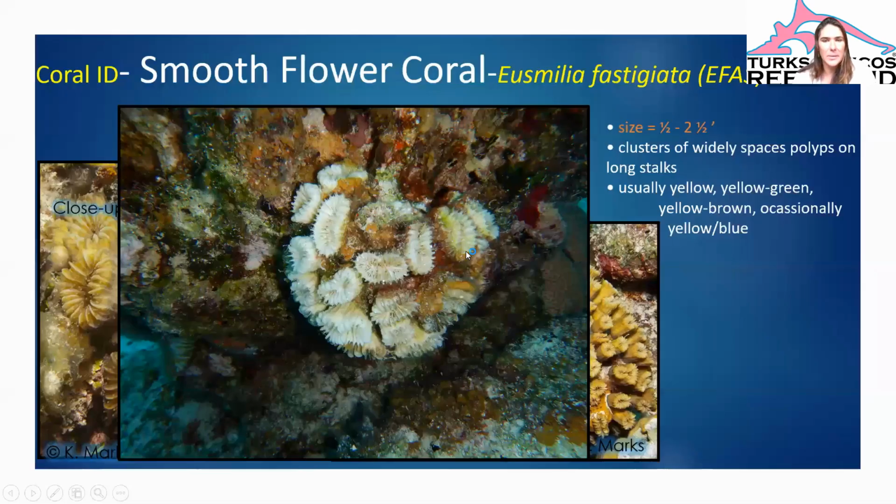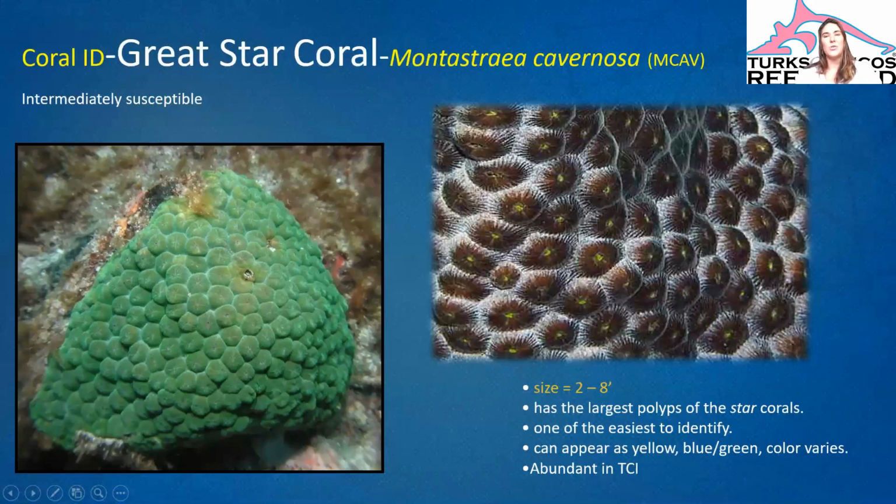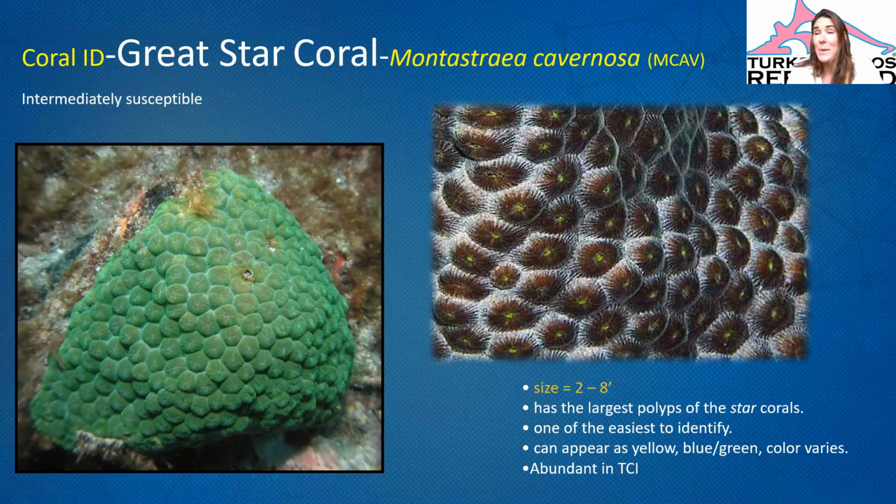All right. We have next our star corals. Okay, here we go. The great star coral, Montastraea cavernosa, MCAV, also known as SpaghettiOs coral. They're on the intermediately susceptible list. Again, this is based on Florida. Here in the Turks and Caicos, we've been seeing them get hit pretty hard. But I think because they are incredibly abundant here, and a lot of the colonies seem to be fighting, so that disease margin again is thinner, perhaps that's one of the reasons as well that they're considered intermediately susceptible.